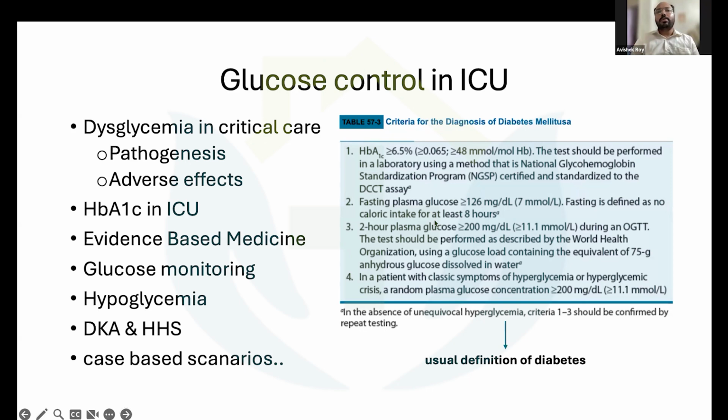After a 2-hour, 75 gram oral glucose tolerance test, that's a standardized thing, if the sugars are more than 200, then we call it diabetic. And if the patient has a random sugar level more than 200 with signs and symptoms of hyperglycemia, we can mark them as diabetes. That's the latest definition we should all be aware of.